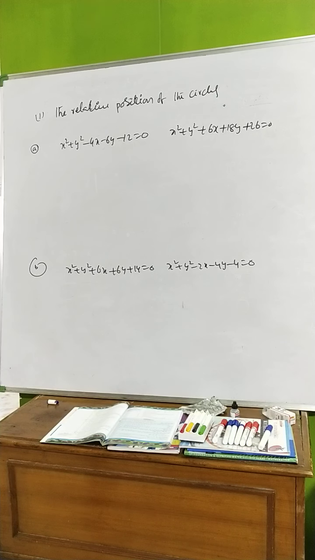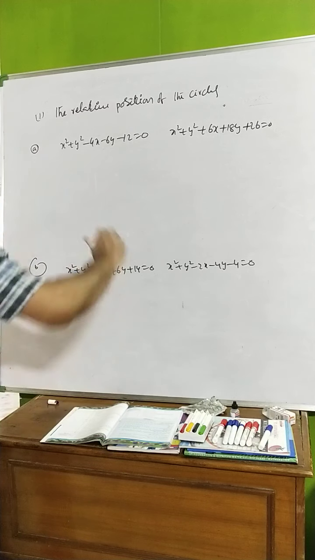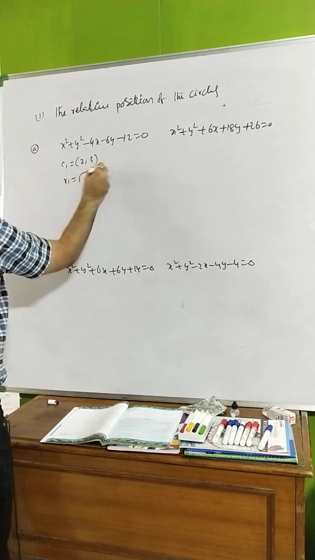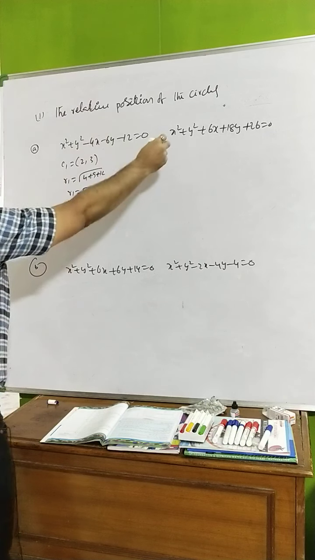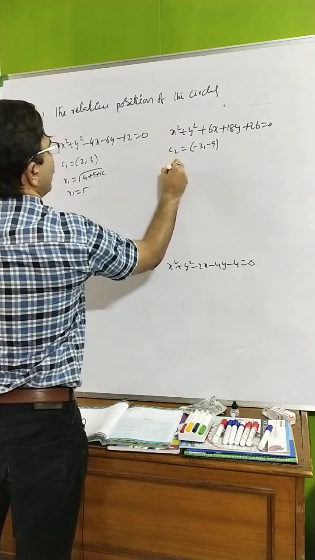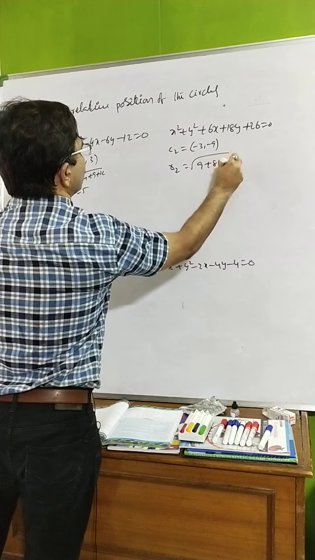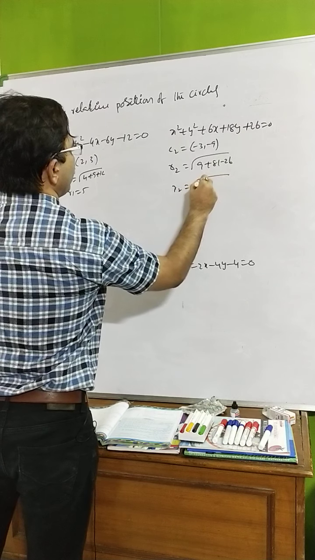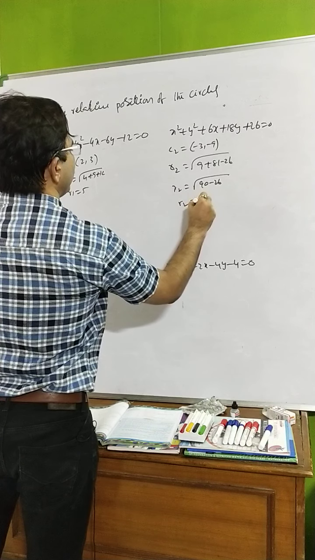I have taken 2 examples here of the relative positions of the circles. Now you see here what I am doing. The center I am going to identify is (2, 3). The radius is, compulsorily, the square root of 4 plus 9 plus 12, so R1 is equal to 5. Now here C2 is (-3, -9), and R2 is the square root of 9 plus 81 minus 26. So clearly R2 is the square root of 90 minus 26, so R2 is the square root of 64, that is 8.